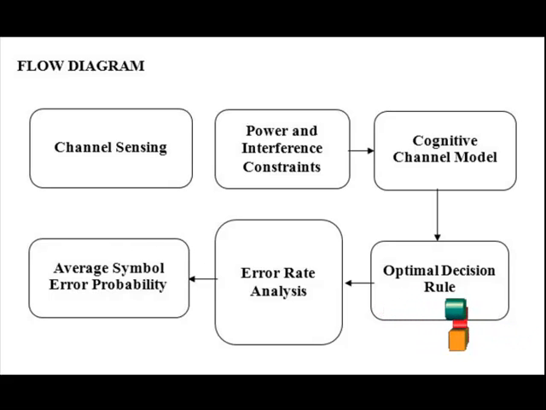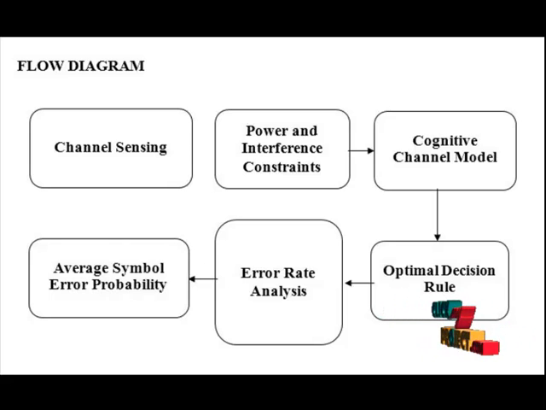Cognitive channel model. This is the third module. There are 4 cases in this module. The busy channel sensed as busy is the first case. The busy channel sensed as idle state is the second case. The third case is idle channel sensed as busy. The fourth case is idle channel sensed as idle.